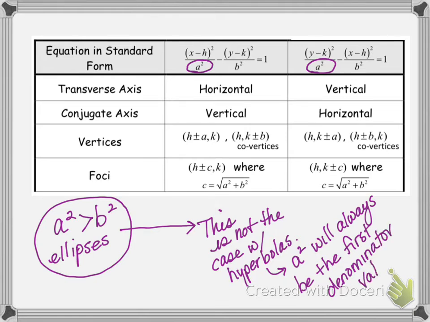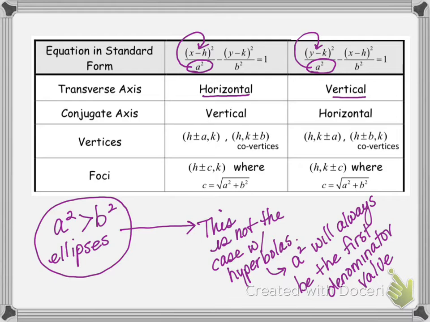It does not matter if a squared is bigger than b squared, or if b squared is bigger than a squared, or even if they're equal to each other. We do not care about that on hyperbolas. You will notice still, though, wherever your a squared is, you will still look upstairs, and since a squared is under the x in this specific instance, it's going to be horizontal. Here the a squared was under the y term, so it's going to be vertical.